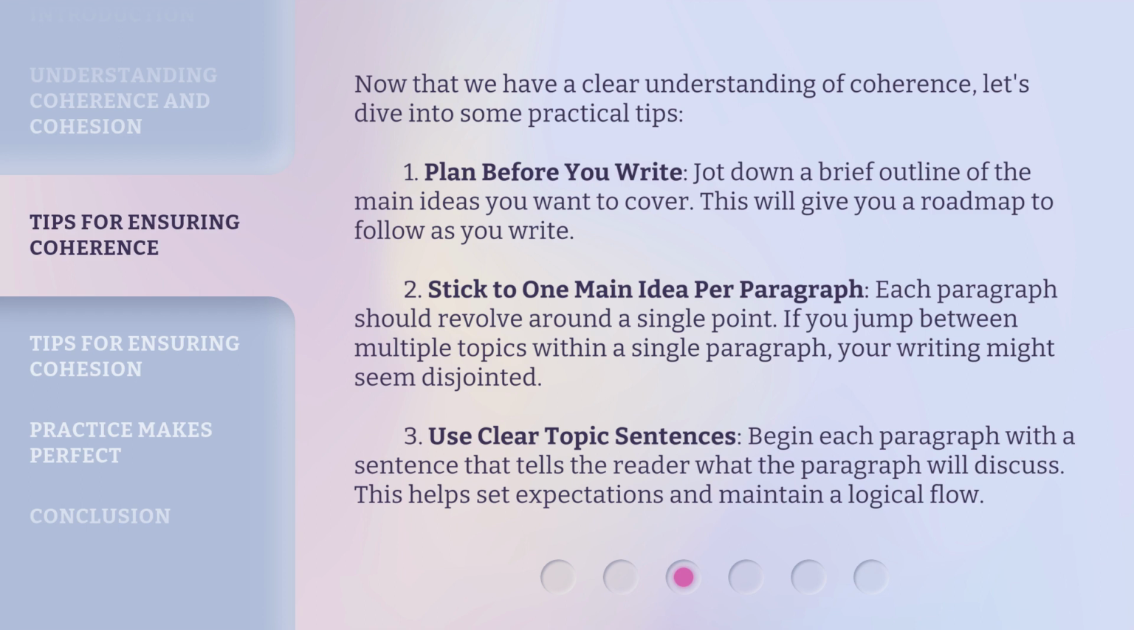2. Stick to one main idea per paragraph. Each paragraph should revolve around a single point. If you jump between multiple topics within a single paragraph, your writing might seem disjointed. 3. Use clear topic sentences. Begin each paragraph with a sentence that tells the reader what the paragraph will discuss. This helps set expectations and maintain a logical flow.